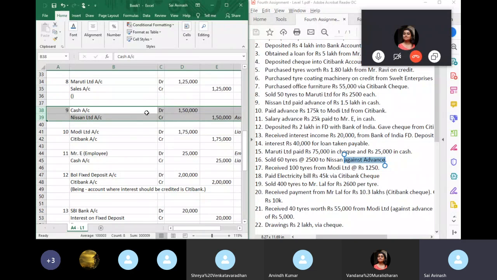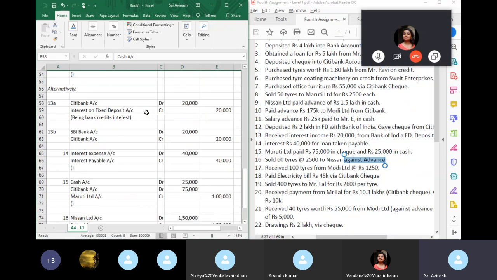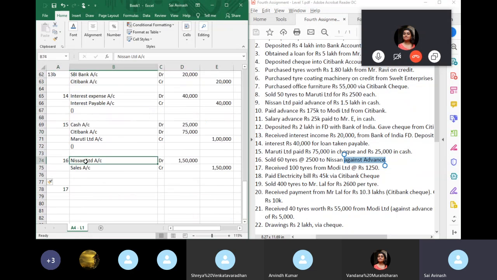So we get the cash from them. So cash increases. So we find a vendor and we purchase tires for them, and that business happens. And now, once we receive the tires, we are selling it to Nissan Limited. So the transaction is here. That's how the common sense of the business happens. And now we are bringing it into accounting terms, journal entries. Okay. So we've sold it to Nissan. That's done. Transaction 17: received 100 tires from Modi Limited at 1,250.